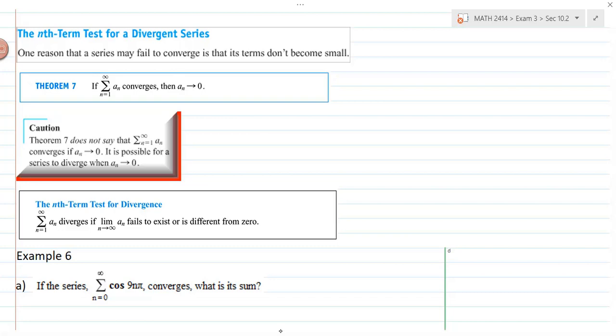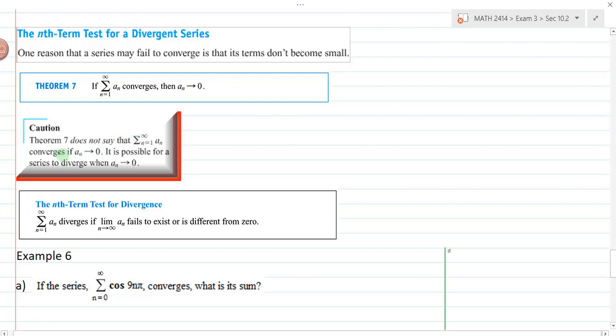The next thing we're going to talk about is the nth term test for a divergent series. One reason that a series may fail to converge is that its terms don't become small. When we were evaluating sequences, we said that the sequence converged if the limit as n approaches infinity of the nth term was equal to some number. For a series, when we're adding terms together, the limit of that nth term has to approach 0 in order for the series to converge, because the series has to get small enough, fast enough for us to be able to find the sum as n goes off to infinity.